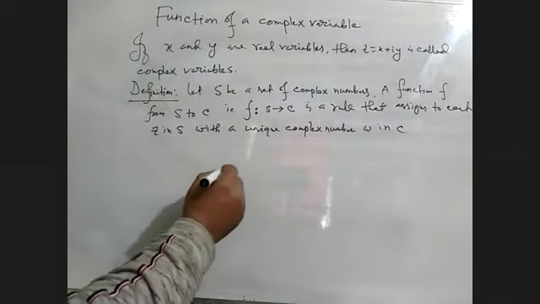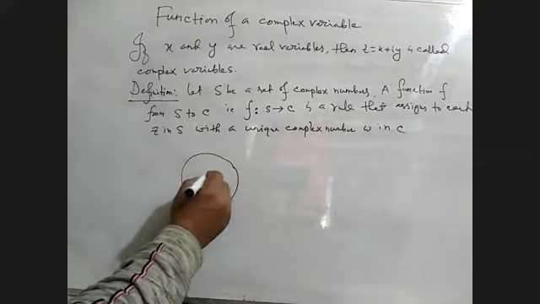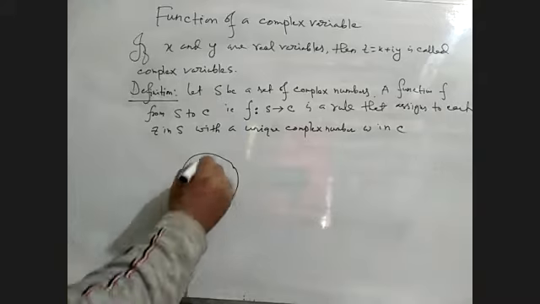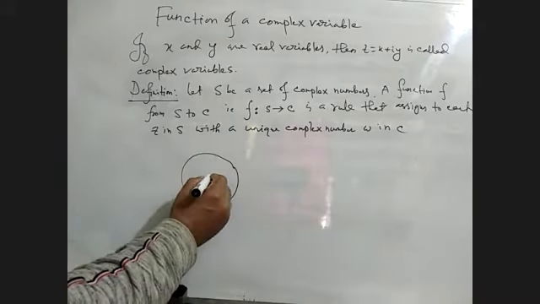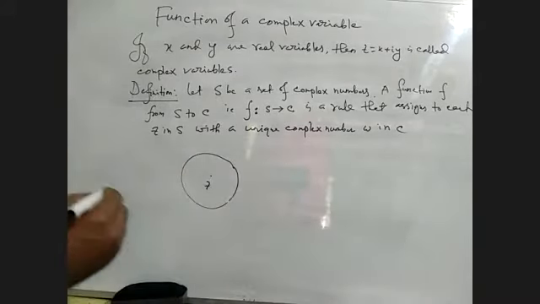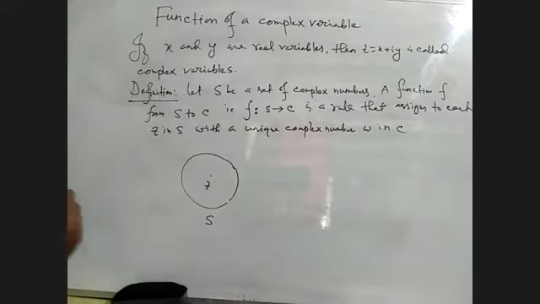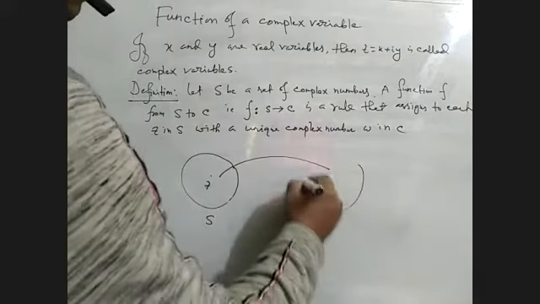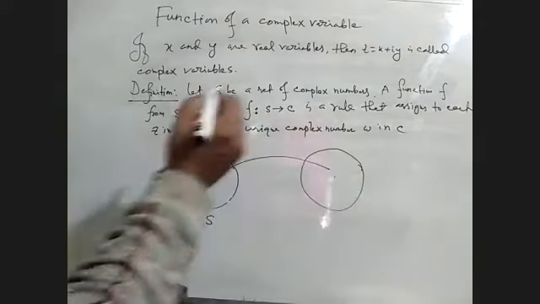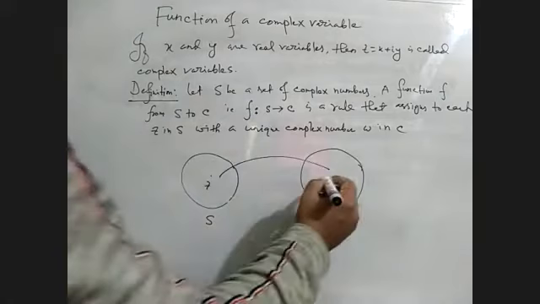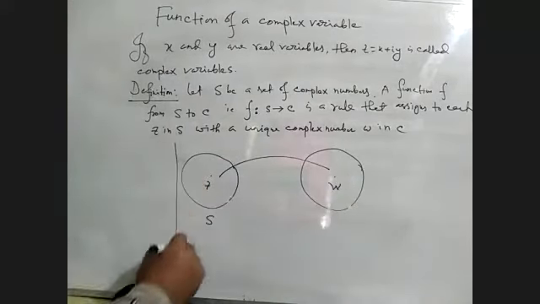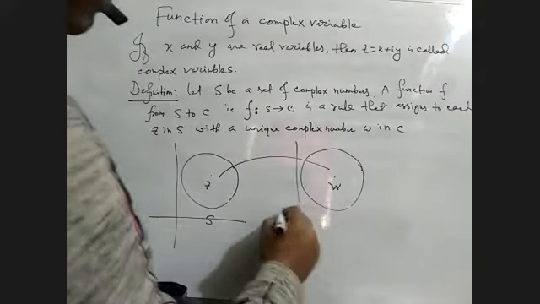Suppose this is a set S and this is the Z domain. So this is the set S. We can map to another circle, which is the image of Z, W. This is the S plane, okay, and this is the Z plane.